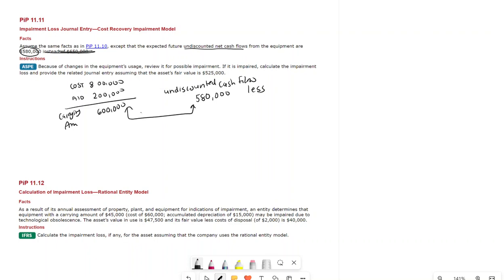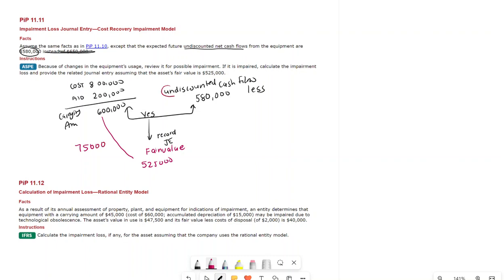If it's less, is it impaired? My answer will be yes. If your answer is yes, there is an impairment, we need to record a journal entry to get the amount. You need to compare it to the fair value to do the adjustment. My fair value is 525, that is given to us in the question. So the impairment amount will be 75,000.